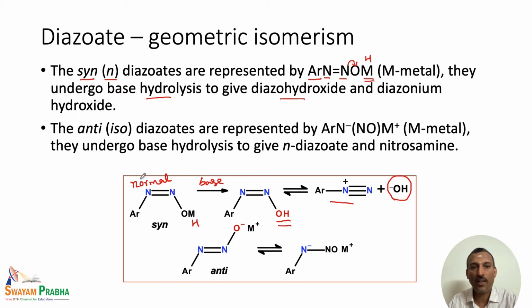On the other hand, when we took the anti or the isodiazotate, which is represented by the formula NO minus and M plus, because basically here we have the NO as a single unit, this one undergoes hydrolysis to give N-diazotate and nitrosoamine as the product. So, the N-nitrosoamine is formed as one of the products. That is the unique nature, or the difference, between the syn and the anti form. The syn form gives the diazonium salt and the hydroxides, whereas the anti form gives the N-nitrosoamine structure.